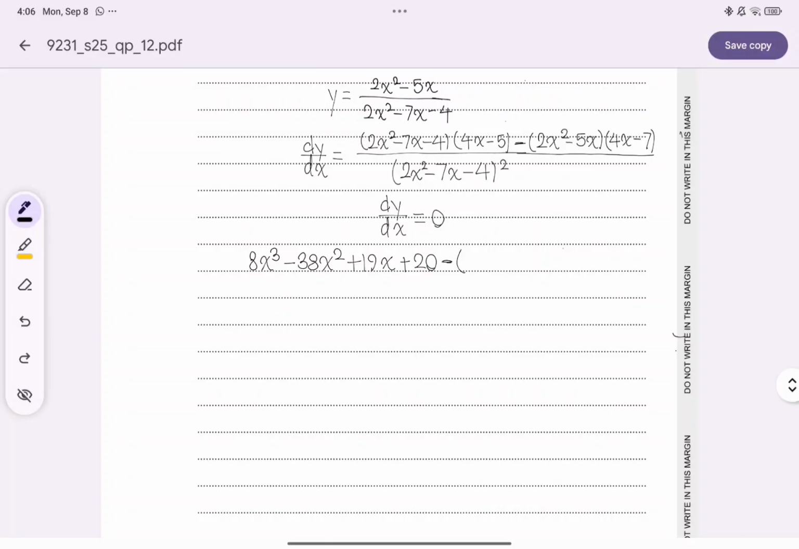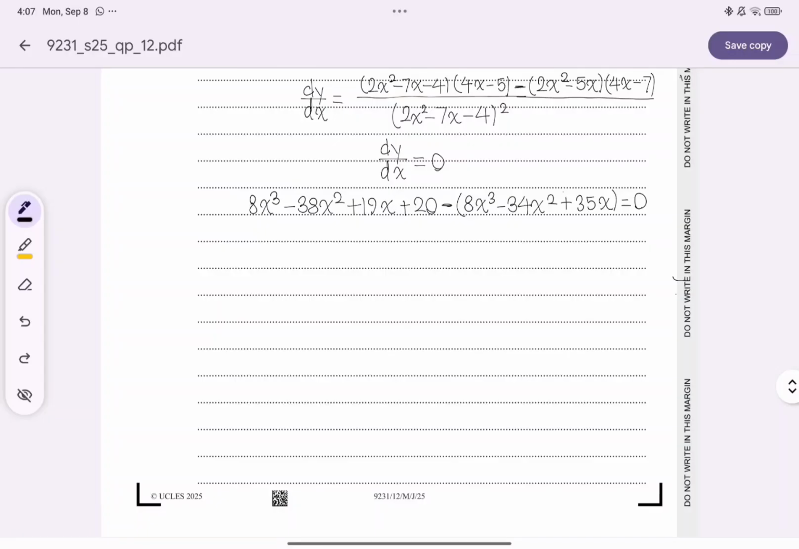And then minus 2x squared times 4x, which is 8x cubed, and then x squared is 2x squared times minus 7, which is minus 14x squared, minus 20x squared, which is minus 34x squared. And then to find the x term, minus 5x times minus 7 is plus 35x equals to 0.